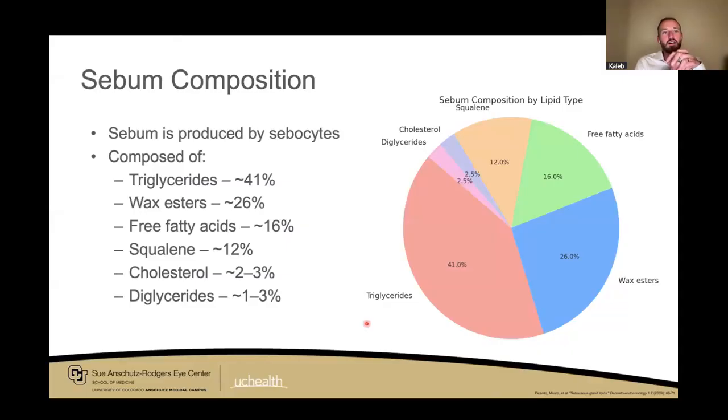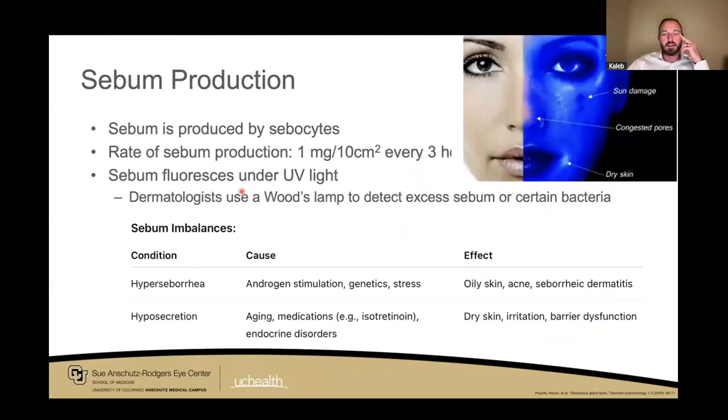This is the composition of sebum. So it's composed of many different things. It's complex: triglycerides, wax esters, free fatty acids, squalene, cholesterol, diglycerides as well. And you can have problems where you're producing too much sebum or you're producing not enough sebum, just like we see with meibomian gland dysfunction. For the sake of time, I'm not going to go into all of these details, but dermatologists use something called a Woods lamp, shining light on the face. They're trying to detect if you're having too much sebum production or any abnormalities in the sebaceous glands too. So essentially the closest thing we have to that is meibography.